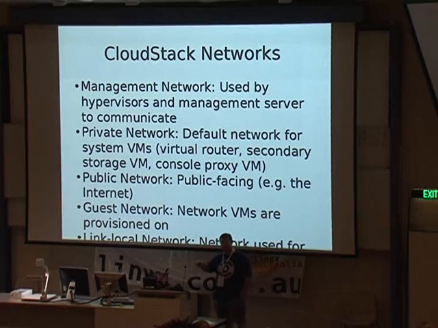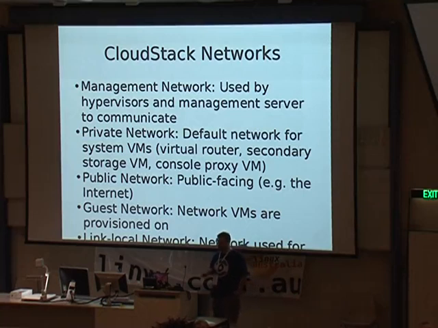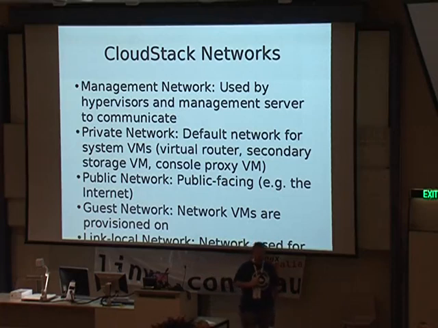So basically a management network, a private network for system VMs to speak over, a public network facing the internet or whatever, and a guest network where network VMs are provisioned, and so forth. You can have these all on one physical network, or if you have a really redundant and complicated setup, you can have each of these on different physical interfaces.